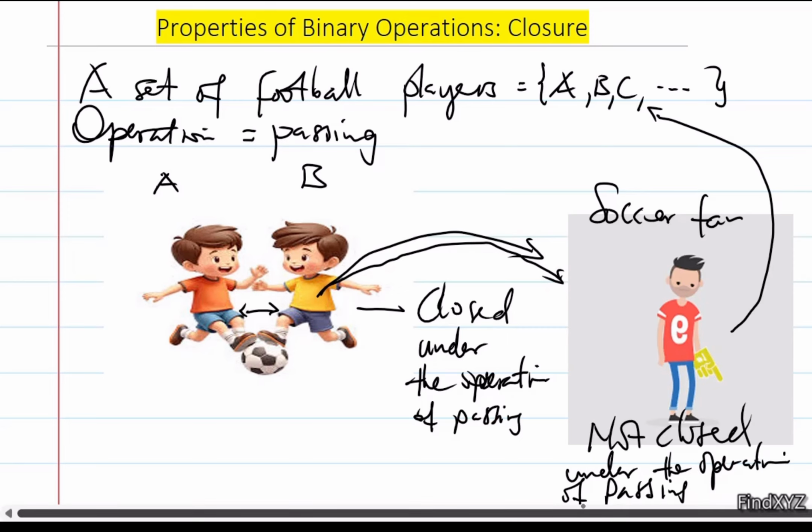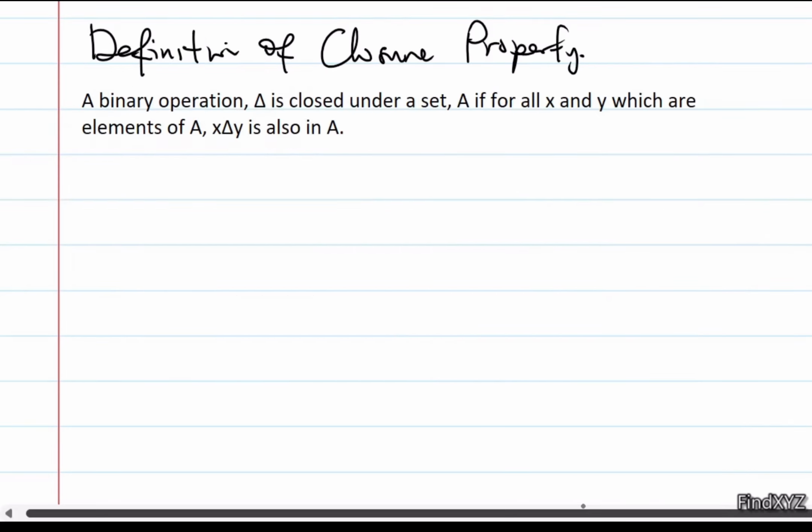So if the ball is passed between players, because players are part of the set, it is closed. However, if the ball lands outside of the set and gets to a soccer fan who is not part of the set, we can say that it is not closed under the operation of passing. So the property that we are going to discuss today is called closure property. Let's define the property. A binary operation delta is closed under a set A if for all x and y which are elements of A, the operation of x and y is also in A.